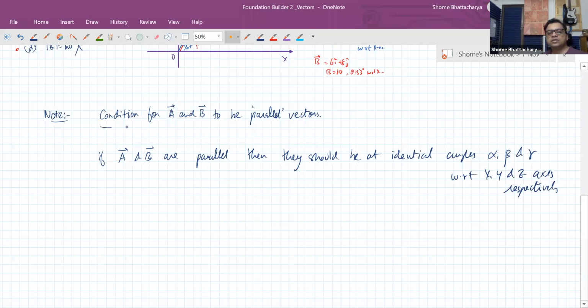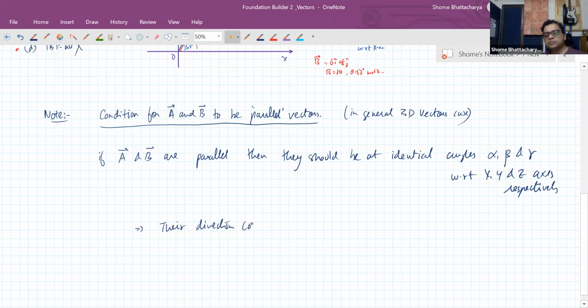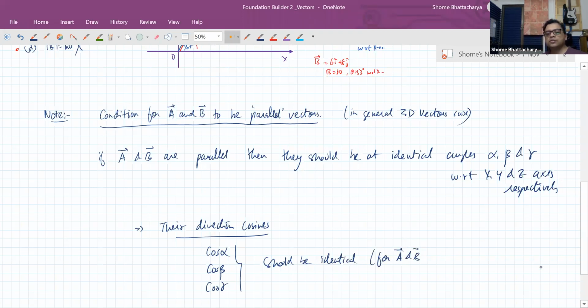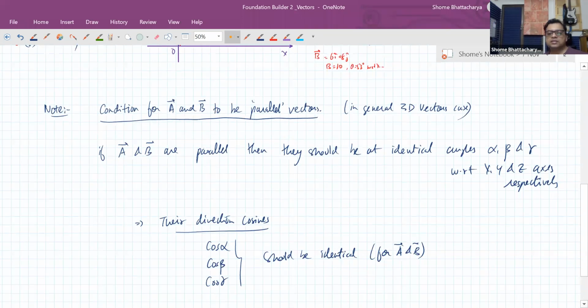Okay. So this condition we are doing in the general 3D vectors case, in three-dimensional system. Okay. So that means their direction cosines cos alpha, cos beta, and cos gamma should be identical. That is for A and B. Okay. Because both should make the same angles.